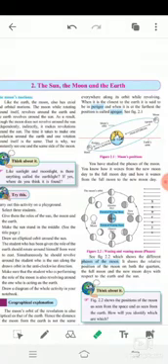Today I am going to teach standard 7 geography, lesson number 2, the sun, the moon and the earth. So let's start with the moon's motion.